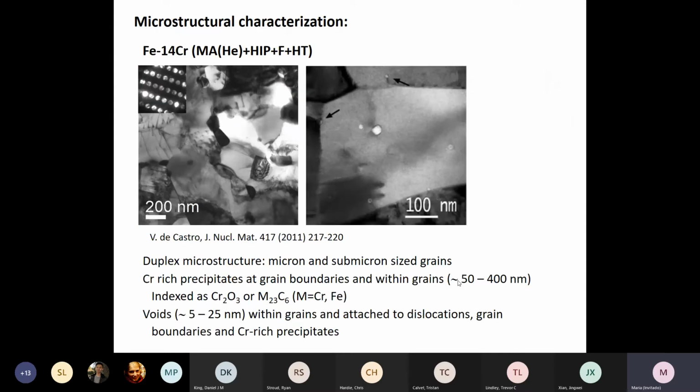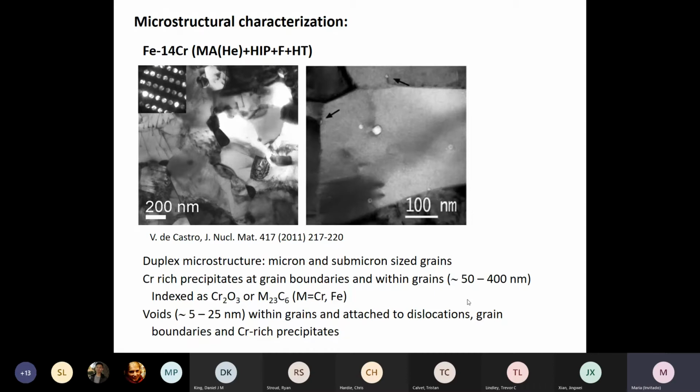And let's have a look at some results of the consolidated material. The non-ODS alloy prepared under a helium atmosphere, that's important, gives us an idea of what is better or not.